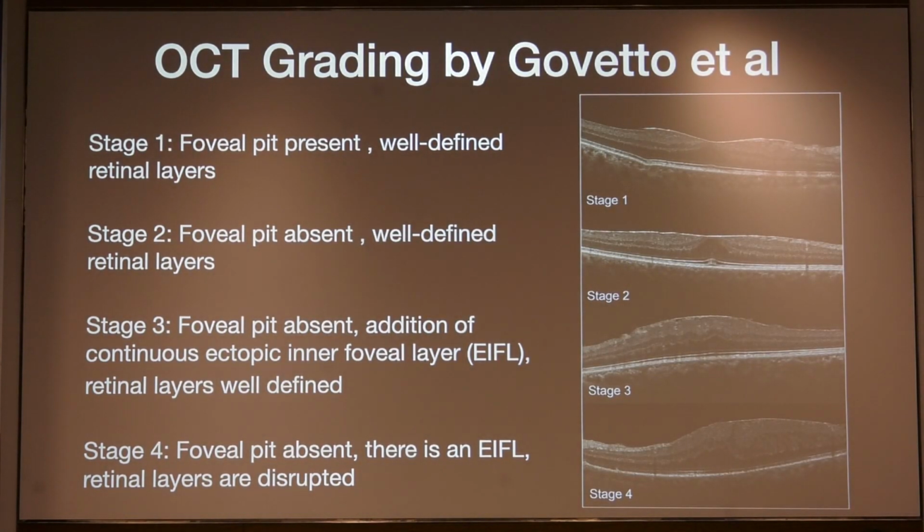In OCT grading, this is what we follow, and this is more important. Stage 1 is foveal pit is present and there are well-defined retinal layers. Stage 2 is foveal pit is absent and well-defined retinal layers are there. And stage 3 and 4 are the ones which are important because this is when we need to operate these patients. In stage 3, the foveal pit is absent. There is presence of something called an EIFL, or a continuous ectopic inner foveal layer. This is a hyperdense layer in the foveal region. Foveal pit is absent in stage 4 and there is an EIFL, and retinal layers are also disrupted.